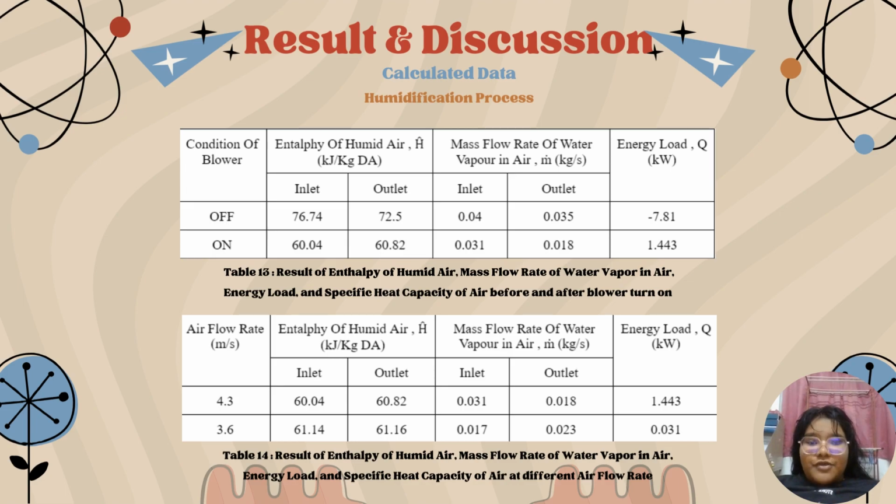So, as in for the humidification process, this is the calculated data. The first table shows the result of enthalpy of humid air, mass flow rate of water vapor in air, energy load, and specific heat capacity of air before and after the blower turned on. And also, table 14 shows the result of enthalpy of humid air, mass flow rate of water vapor in air, energy load, and specific heat capacity of air at different air flow rates.